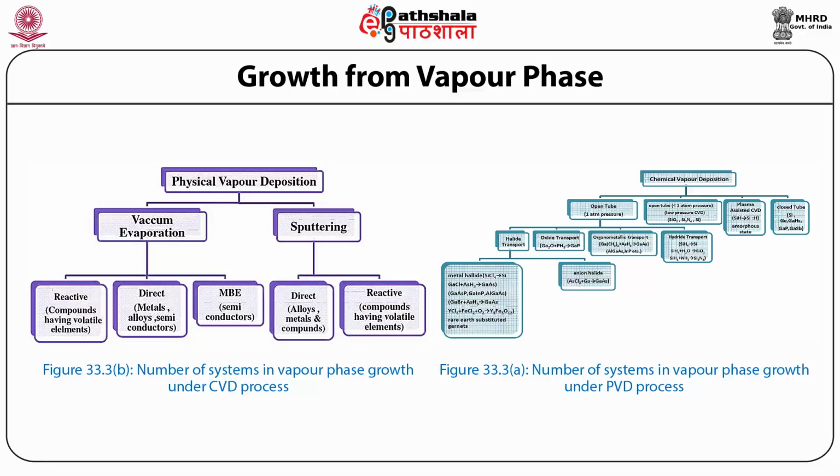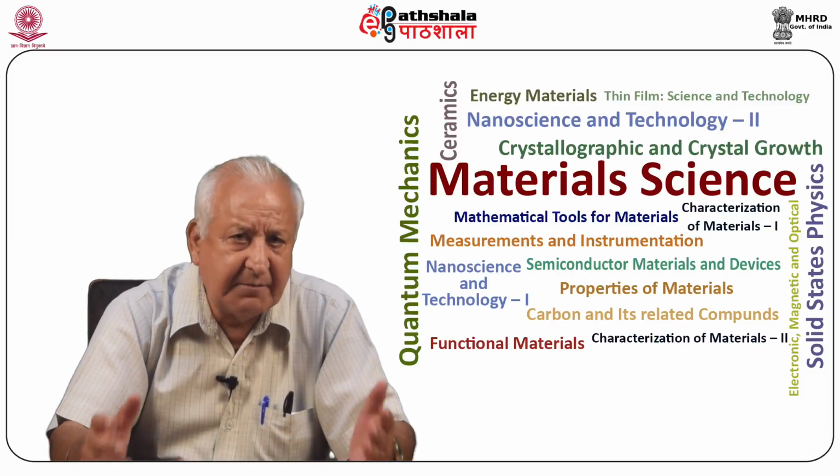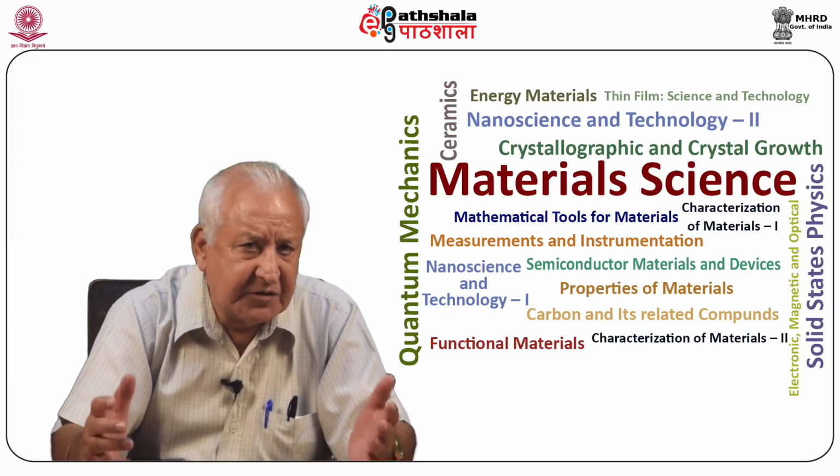Next is sputtering. It has two types, direct and reactive. In direct, we can have alloys, metals, and compounds. In reactive sputtering method, there are compounds having volatile elements. Figure 33.3b shows number of systems in the vapor phase growth under CVD process, that is the chemical vapor deposition process. Now we shall discuss basic background of vapor phase growth.